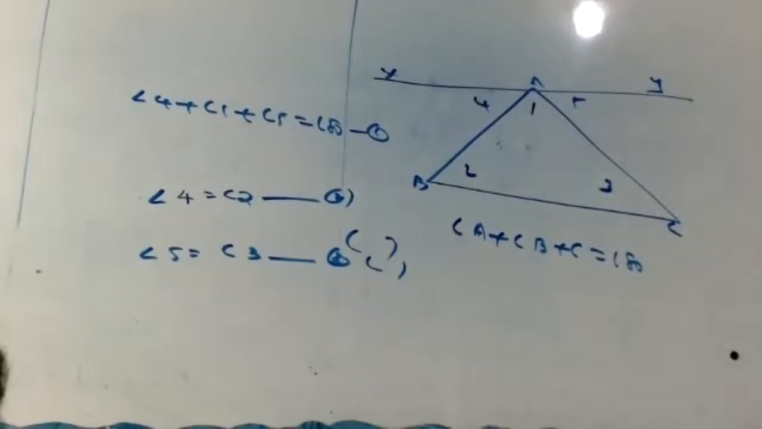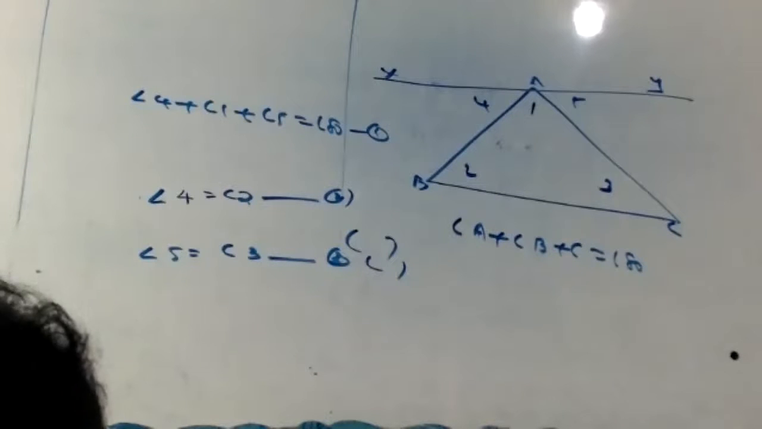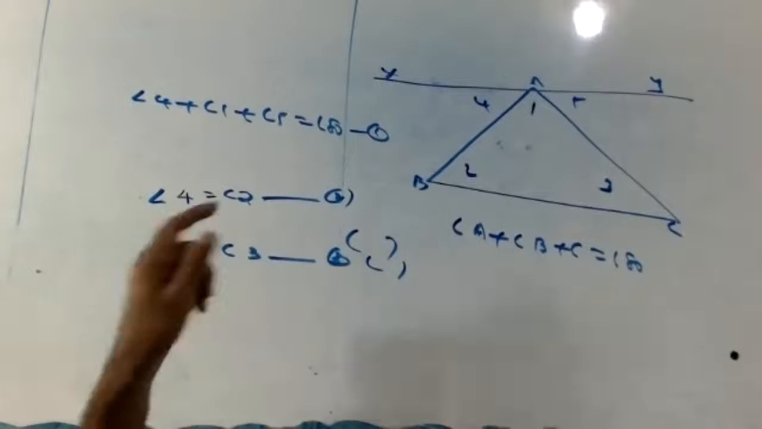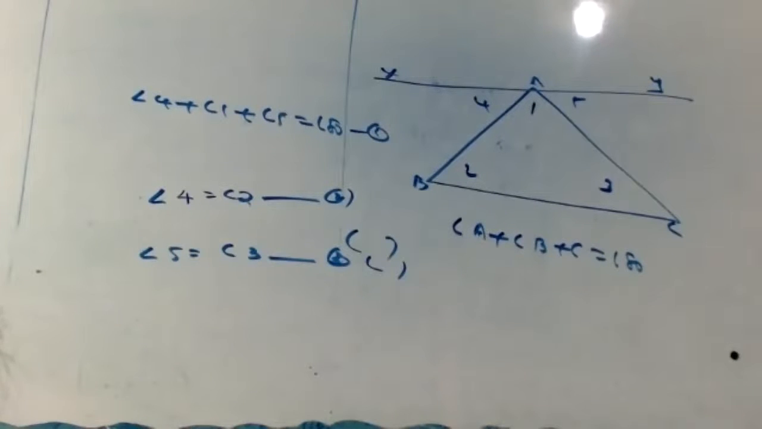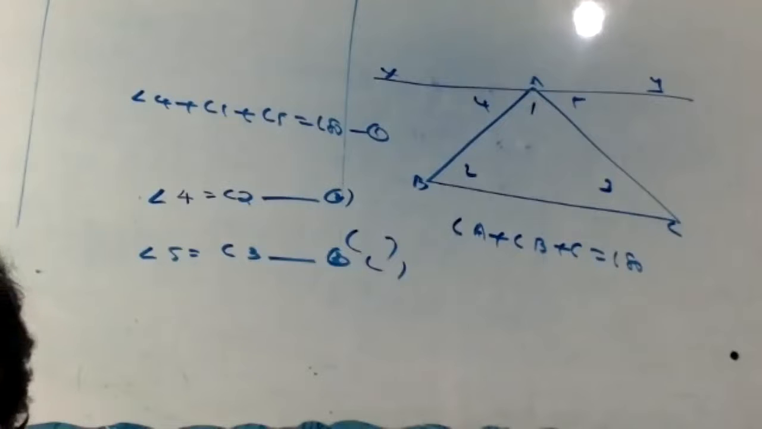XY parallel to BC. This is a sure format question. XY parallel to BC by construction. Then angle 4 is equal to angle 2. Number 2, alternate angles. Angle 5 is equal to angle 3. Number 3, alternate angles. Okay.